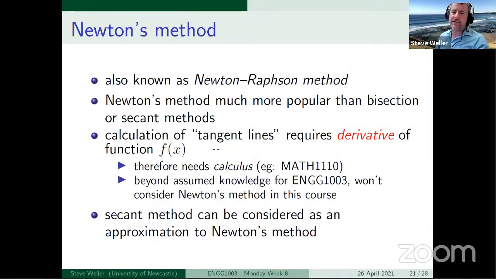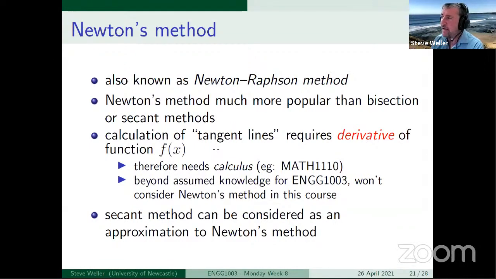So Newton's method is also known as the Newton-Raphson method. It's much more popular than the bisection or secant methods. So Newton's method is a workhorse of solving engineering problems. It gets extended in all sorts of ways to solving problems that have more than one x variable, that might have 10, 20, thousands, maybe hundreds of thousands of x values. They're extensions of Newton's method.